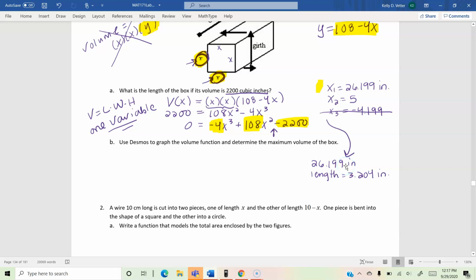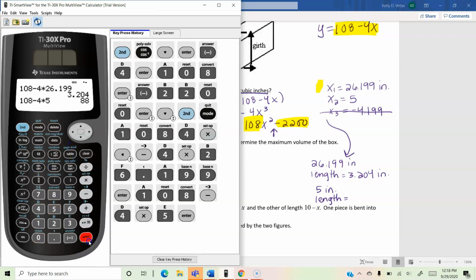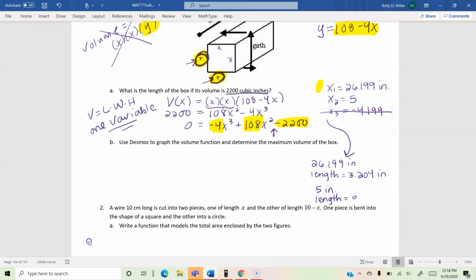Okay, if I use the second x answer of 5 inches, then my length is going to be, all right, just go back to your calculator. We're going to basically do the same thing here, except we're going to use a 5. So it'll be 108 minus 4 times 5. Hit enter and you get 88. Okay, so that would be kind of a long skinny box, I guess is how you can think of that, right? Which would work well if maybe you're shipping, say, blinds or something long that needs a long skinny box.